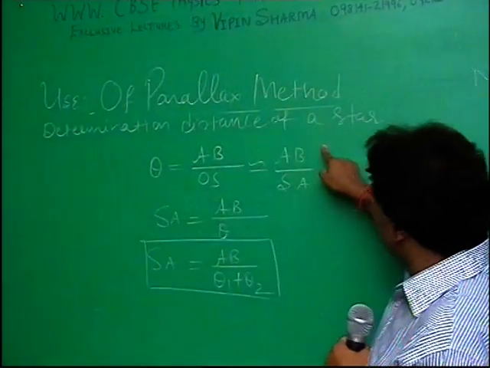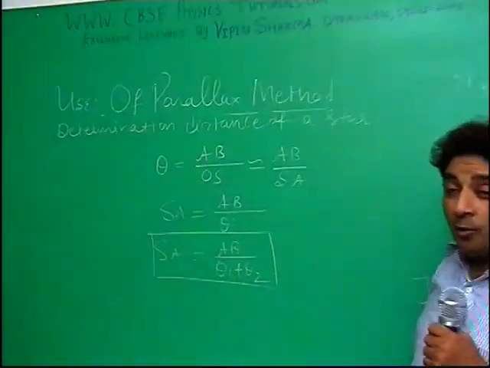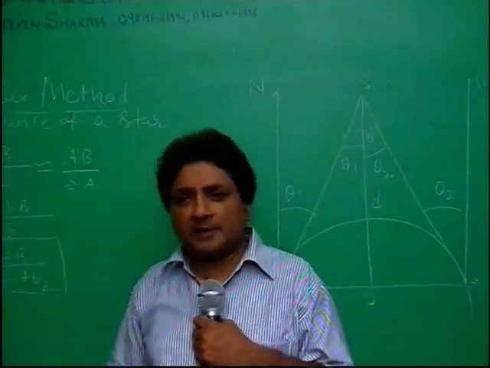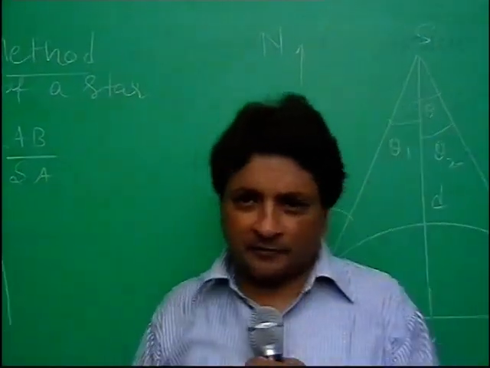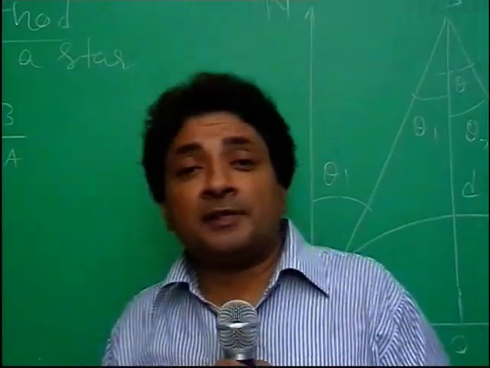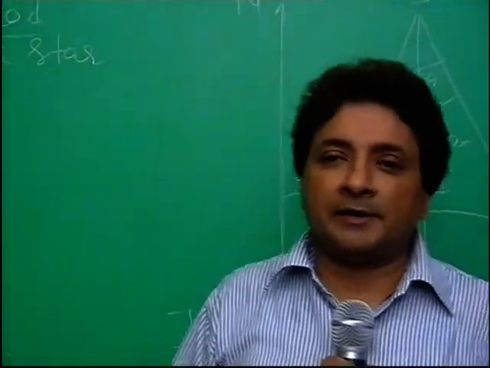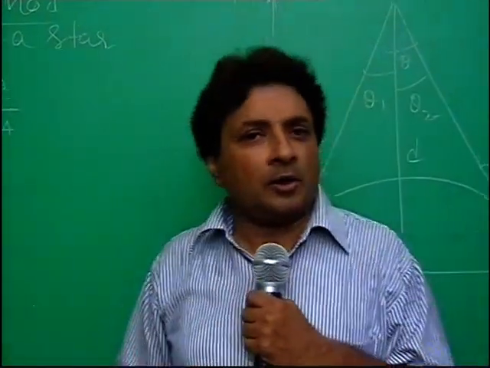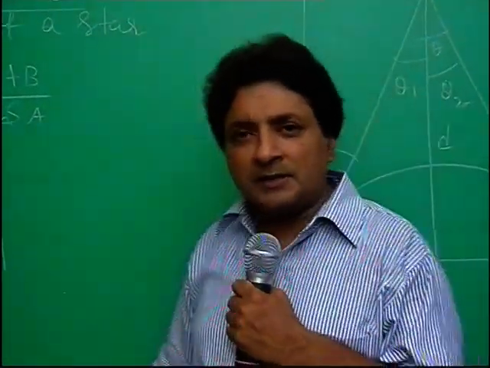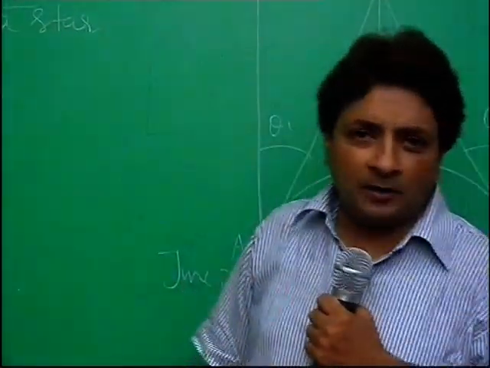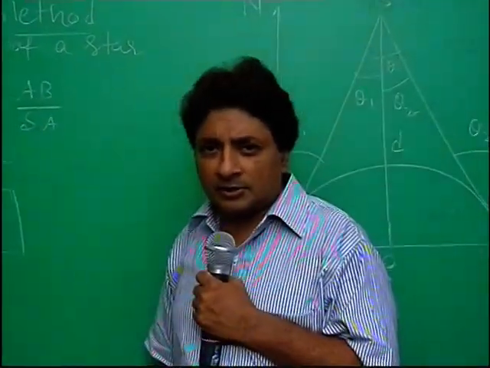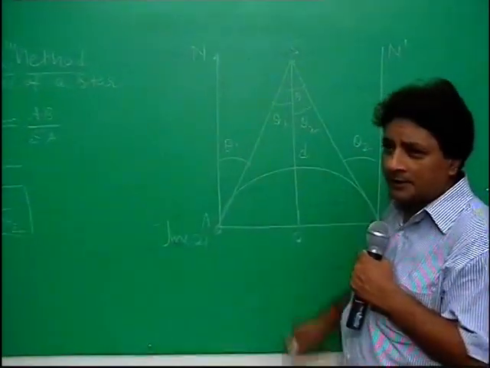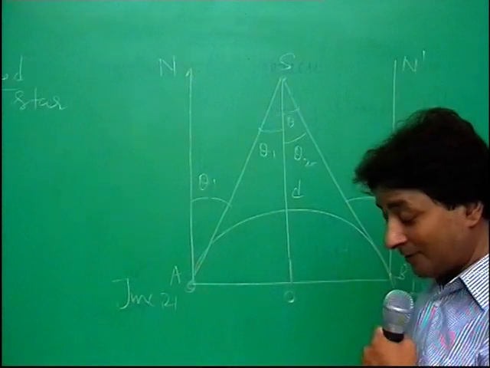Determination of distance of a star. I'll tell you one thing, we cannot measure the distance of a star whose distance is more than 100 light years away. The reason is that when the distance of a star is more than 100 light years away, the angle subtended is very difficult to determine. What we do is we consider a star which is below 100 light years away. So we consider such a star S which is below 100 light years away.